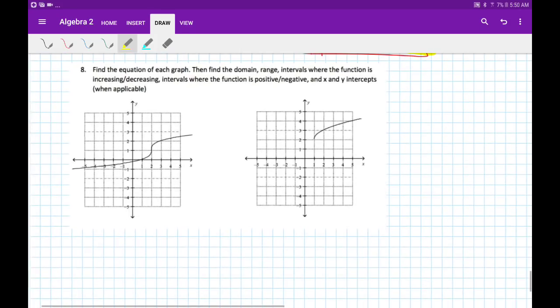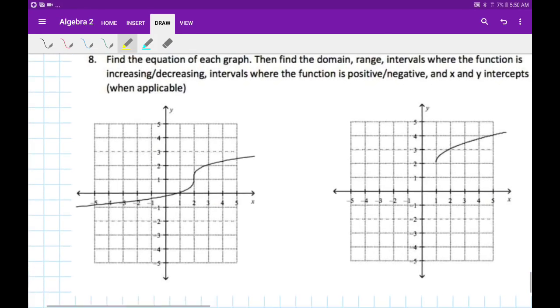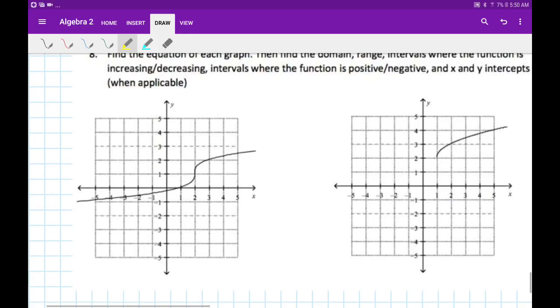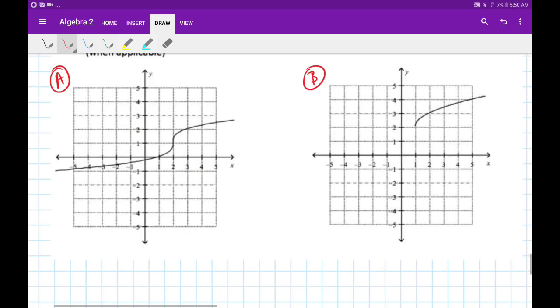Okay, let's go to 8. It wants me to write the equation for the graph. So the first thing to recognize about this graph is that this left graph, let's call it A. Let's call the right graph B. Okay, so the first thing to recognize about these graphs is that our parent function for A is our cubed root x function.